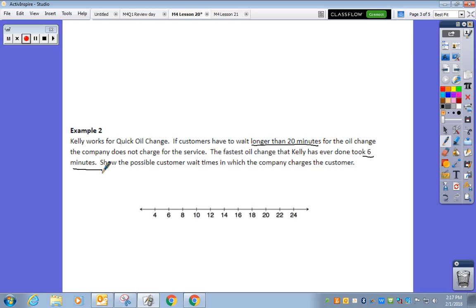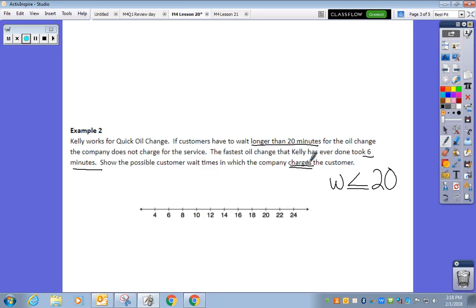So if I'm looking for a wait time, I'm going to use W for wait time. The first one says if customers have to wait longer than 20 minutes for the oil change, they do not get charged. So that would mean anything greater than 20, they would not get charged. We're looking for when they would get charged. So if it's longer than 20 to get charged, that would mean wait time less than or equal to 20. Okay, so it could include 20 minutes. So if they get done in 20 minutes, that's included in getting charged. If it's anything further than 20 minutes, they don't get charged.